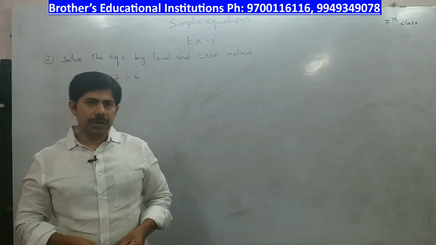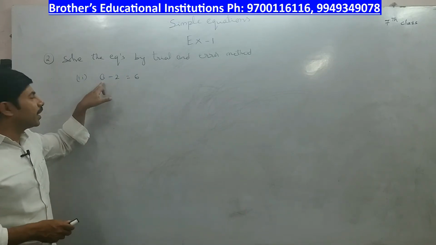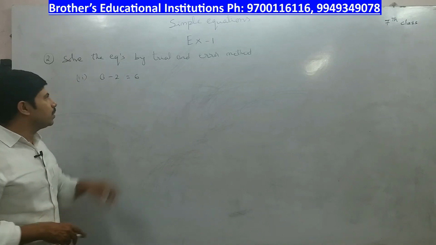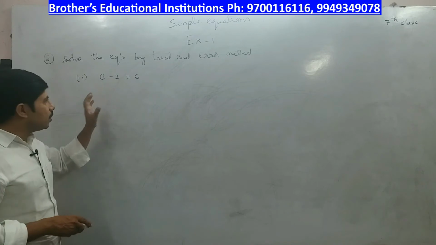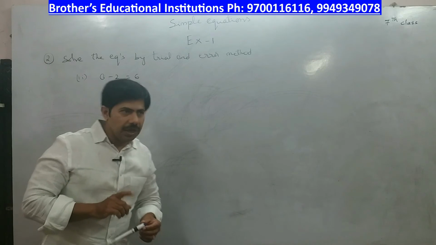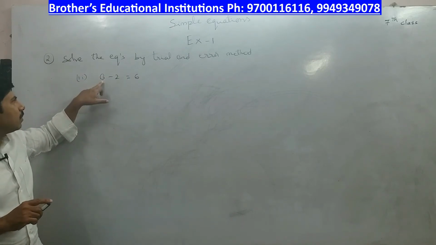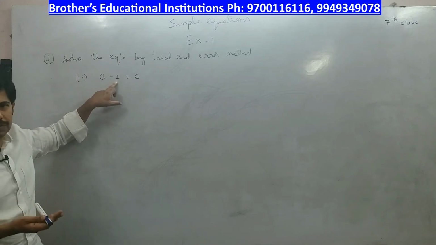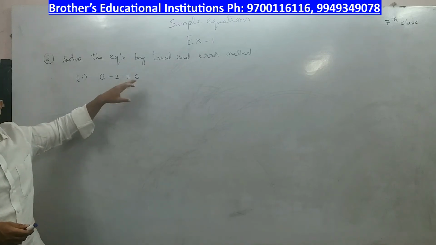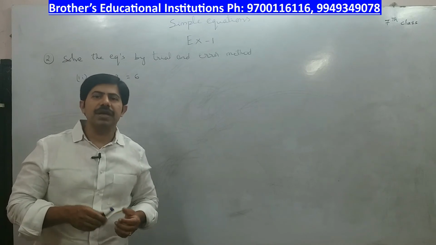Now we will do the next problem. Using the trial and error method, we have to find the value of a. The question is a minus 2 is equal to 6. Here the sign is minus, so the value of a must be greater than 6. Why? Because if you take a lesser value, 5 minus 2 is 3 and 1 minus 2 is minus 1, so we can't reach 6.